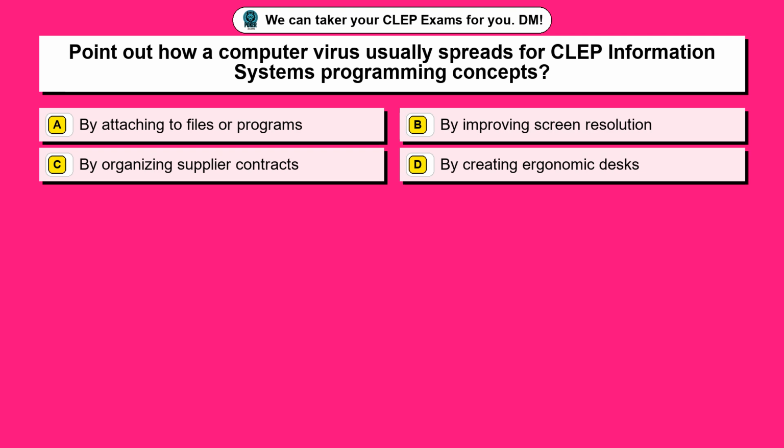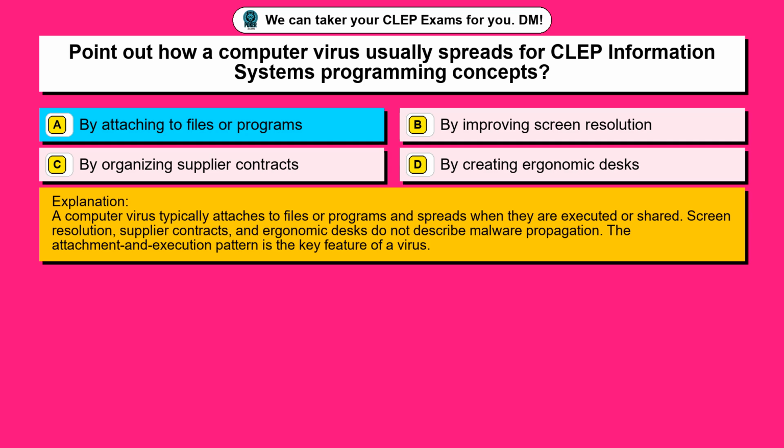Question 39. Point out how a computer virus usually spreads for CLEP Information Systems programming concepts. Option A. By attaching to files or programs. Option B. By improving screen resolution. Option C. By organizing supplier contracts. Option D. By creating ergonomic desks. The correct answer is option A. By attaching to files or programs.